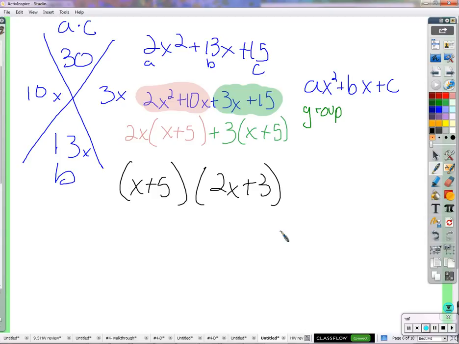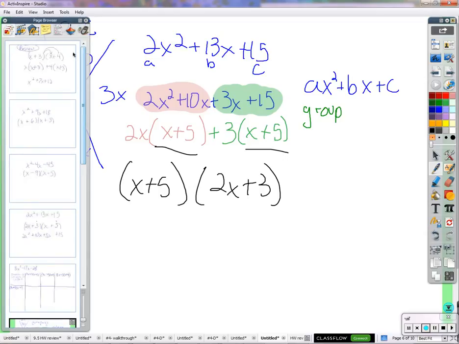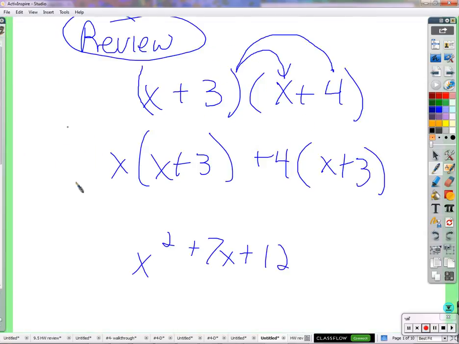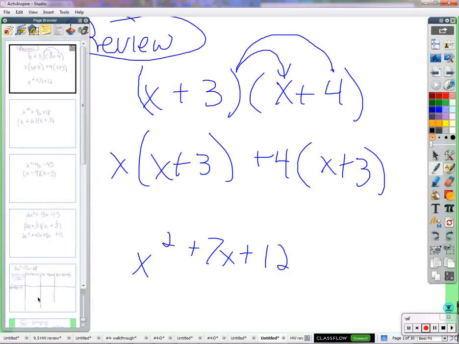Yes. I don't want this to look like it's just magic, like this thing floats over there and these guys float over there. That's not what it is. We're factoring out a common factor. They both have a factor of x plus 5. It's just the reverse of what we did at the very beginning of class. Just the very reverse of that. And bring it back down to here.